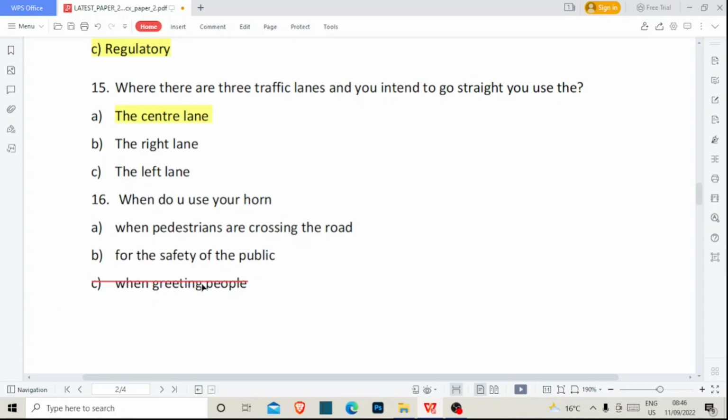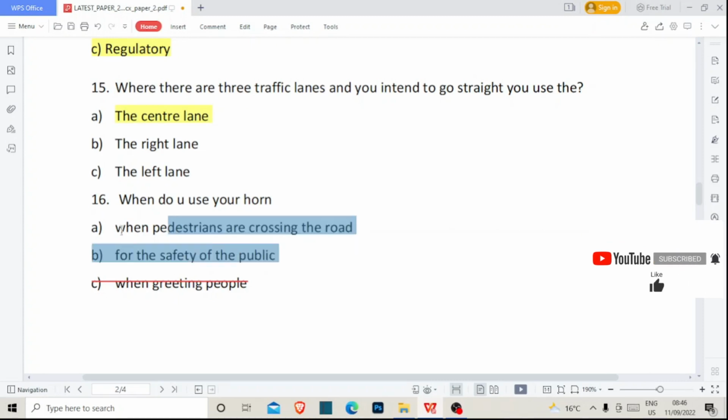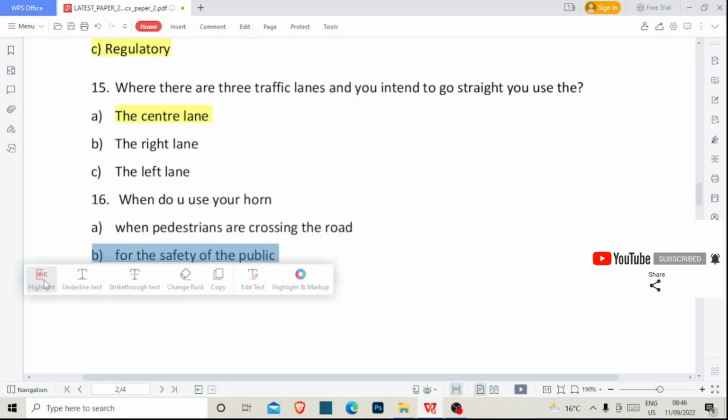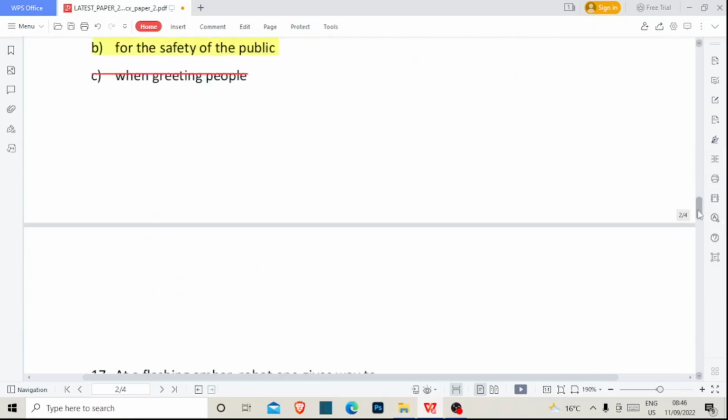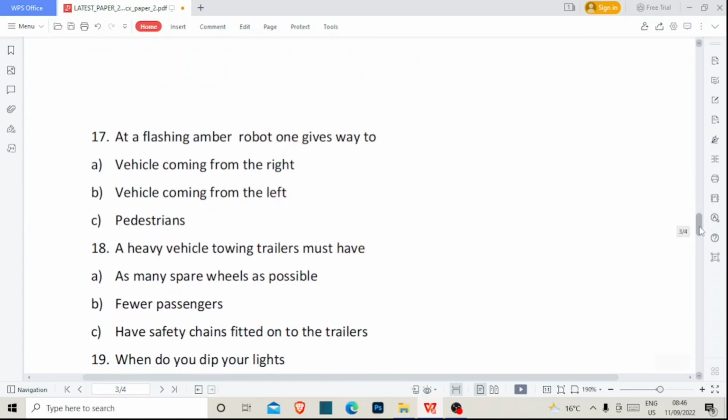I mean, people do this, but it's not the actual use of the horn. The use of the horn is for the safety of the public. So the correct answer here is B, for the safety of the public, when there is a person in the middle of the road.